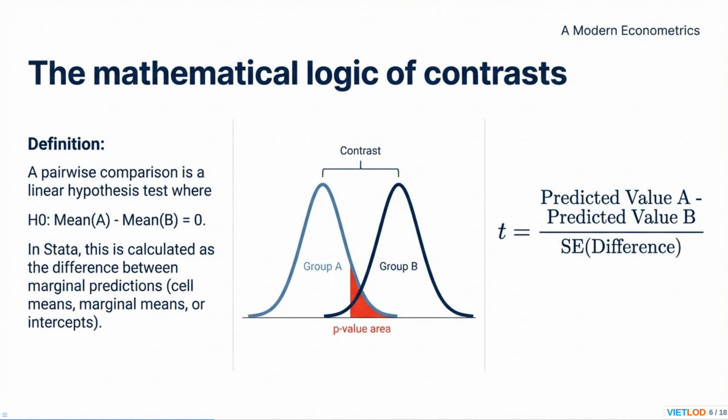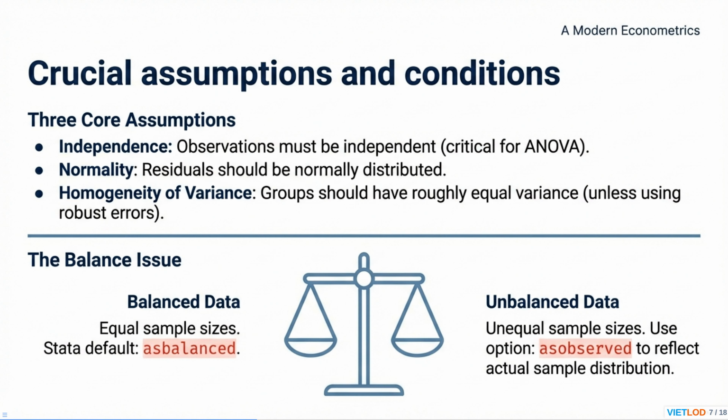At its heart, a pairwise comparison is a linear hypothesis test. The null hypothesis, H0, is that the difference between the means of two groups is 0. Mean A minus mean B equals 0. We calculate a t-statistic by dividing the difference in predicted values by the standard error of that difference. For example, if Group A has a predicted wage of $50,000 and Group B has $48,000, we test if that $2,000 difference is statistically different from 0 given the variance in the data. However, these mathematical tests rely on several key assumptions being met.